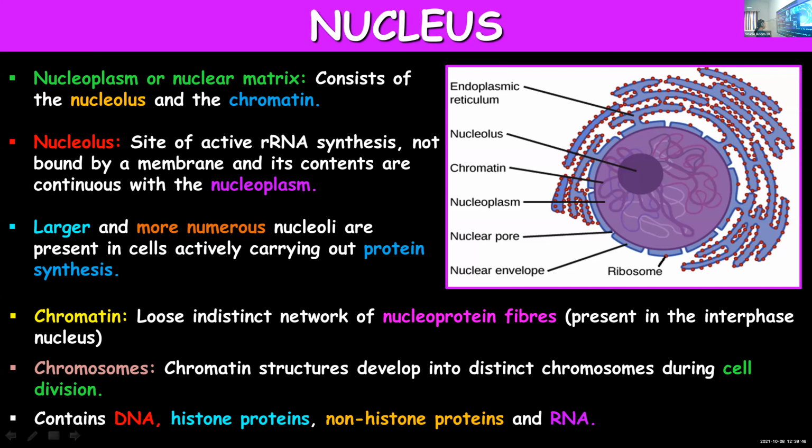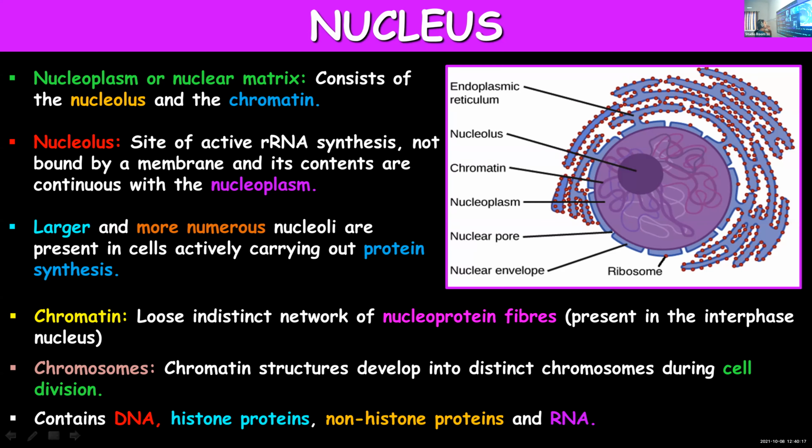And these are made up of DNA, histone proteins, non-histone proteins and RNA. Chromosomes, as I told you earlier, are mainly made up of DNA and proteins. Proteins are of two types, histone proteins and non-histone proteins, and RNA can also be present. So DNA, RNA and proteins like histone and non-histone proteins are found in them.